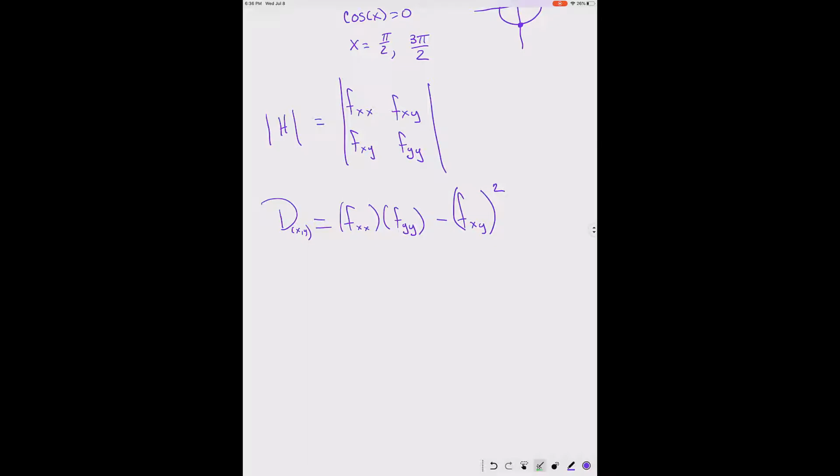Okay, so I have to plug in the values. I need to find out what this is: f with the first derivative with respect to x and the second derivative with respect to x.